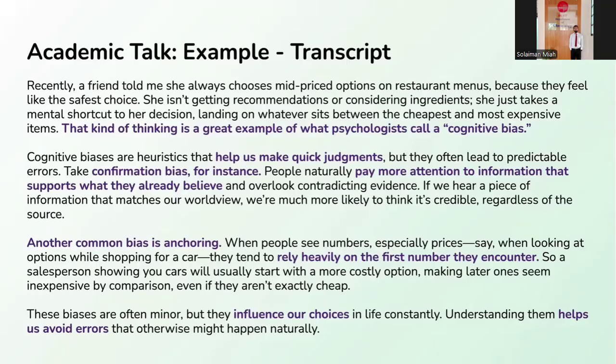She then defines what a cognitive bias is, and follows with two examples of biases: confirmation bias and anchoring. As you read, notice how each paragraph builds on the previous one, ending with a short conclusion that explains why understanding these biases is helpful. This kind of structure is typical for academic talks. Expecting something similar can help you hear the main points on test day.